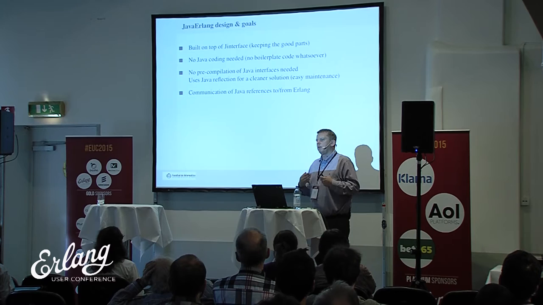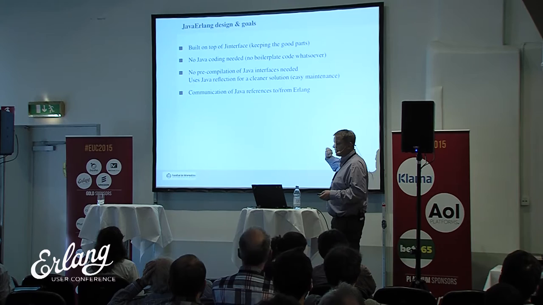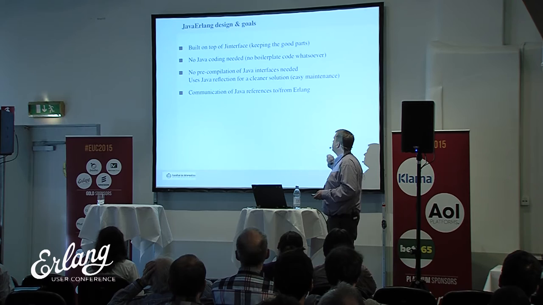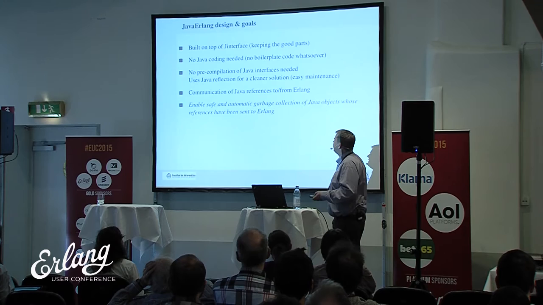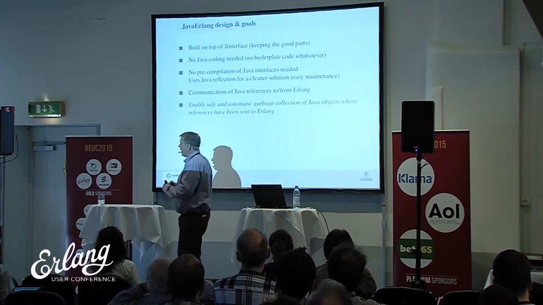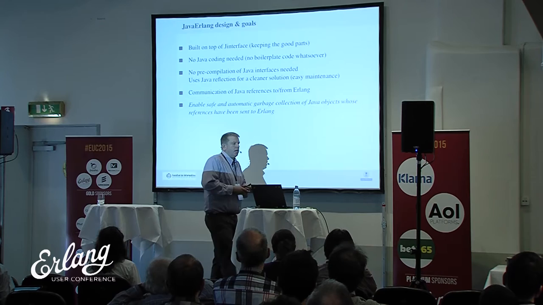So Java reflection is really nice, we use it a lot. Another design goal: we want to be able to communicate Java references to Erlang without any problems, of course. And as a fifth goal, which is perhaps a little bit more unexpected because we're doing testing, but it's somehow natural in the sense of the languages we're working with, because both Java and Erlang are, of course, garbage collected languages, automatic garbage collection.